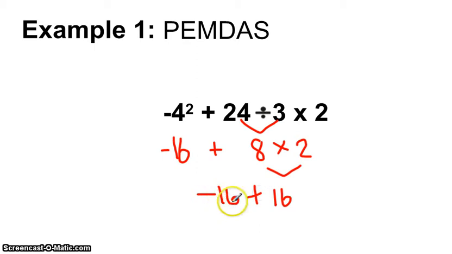So I get a negative 16 plus 16. This is as if you owed someone $16 and then you paid them back 16. So you would owe them 0.